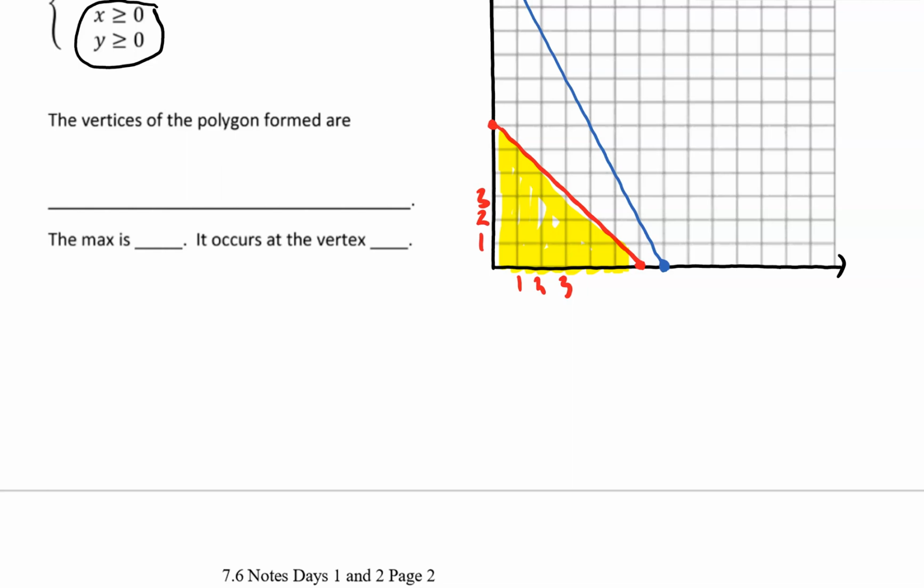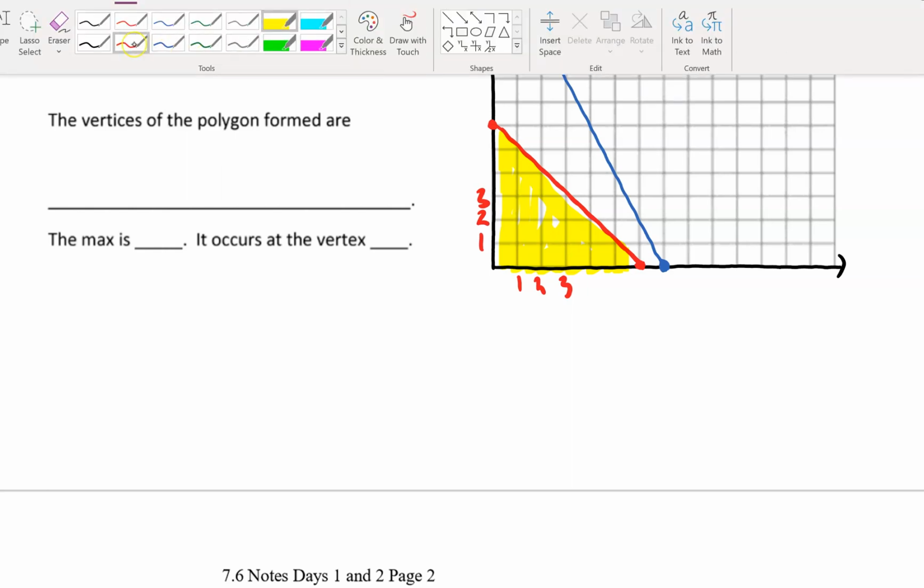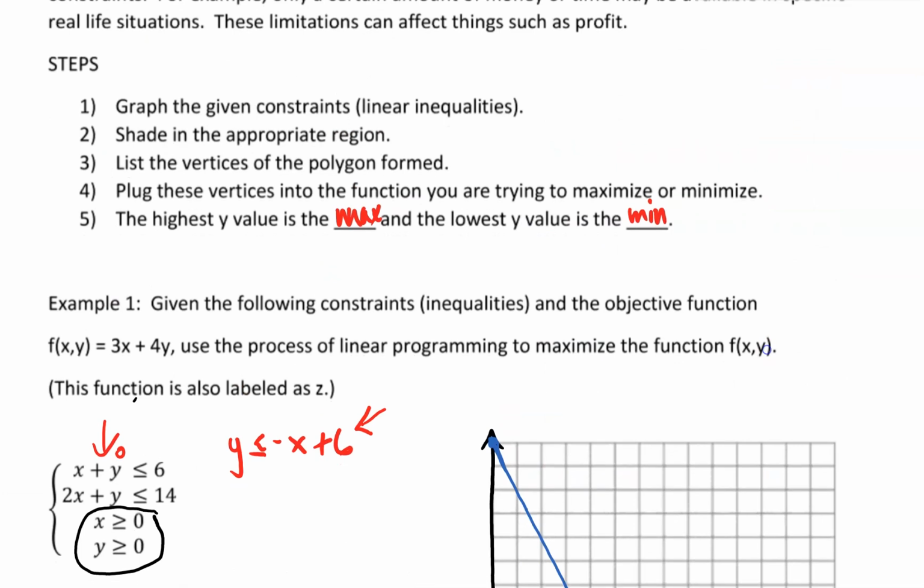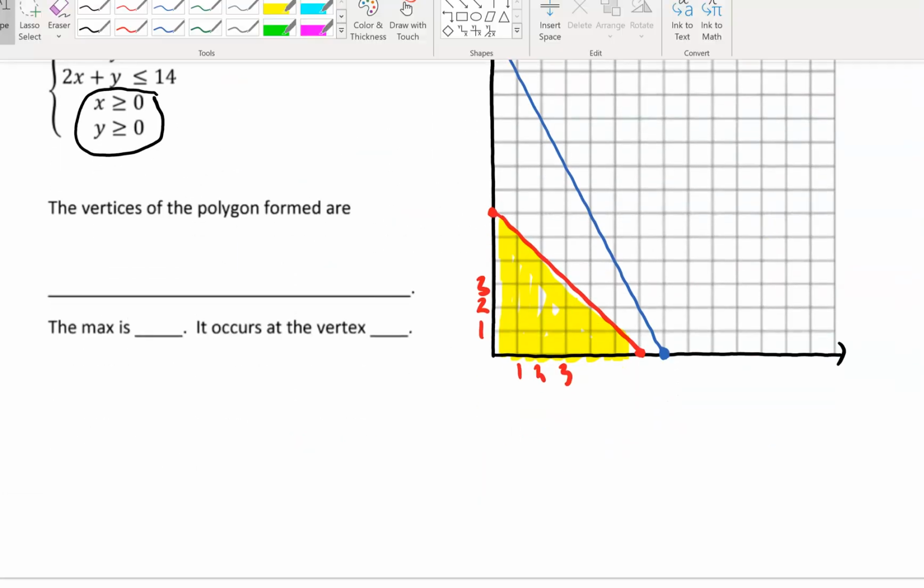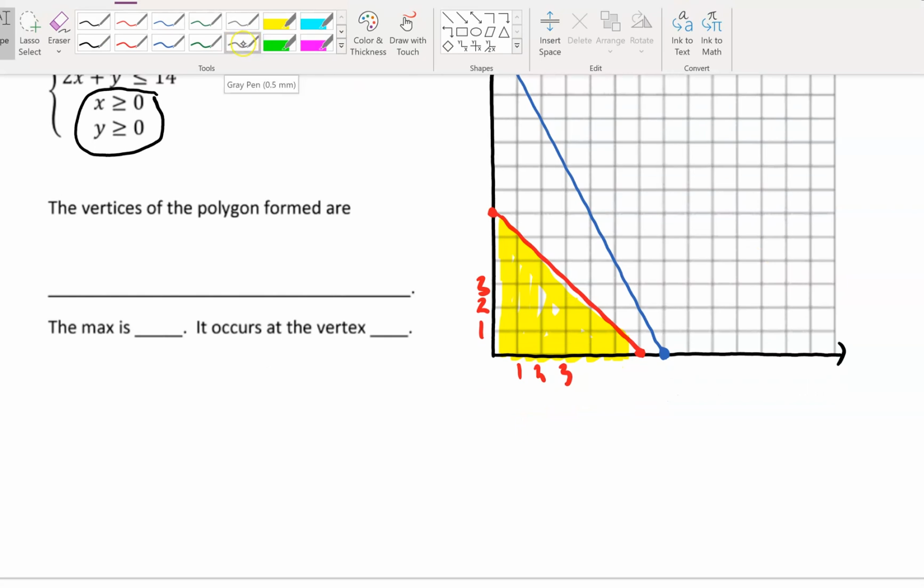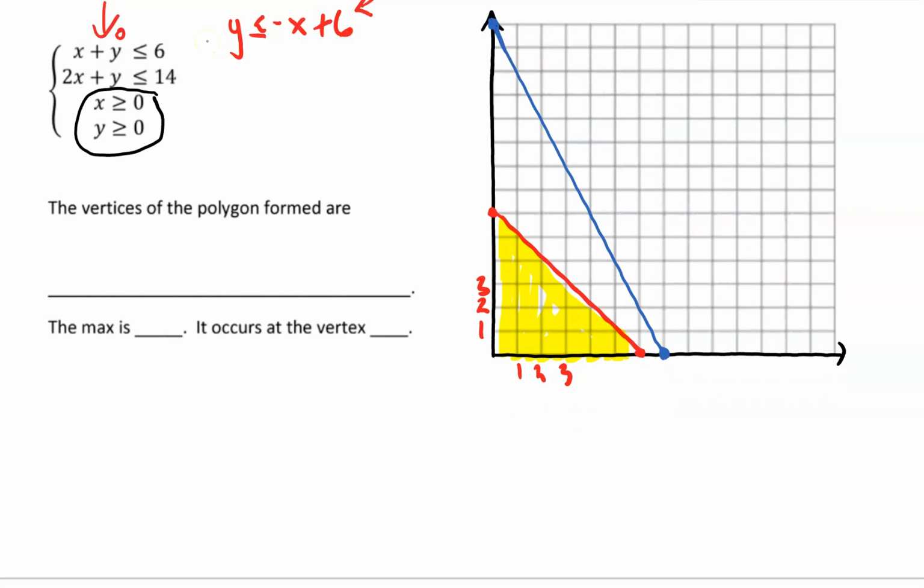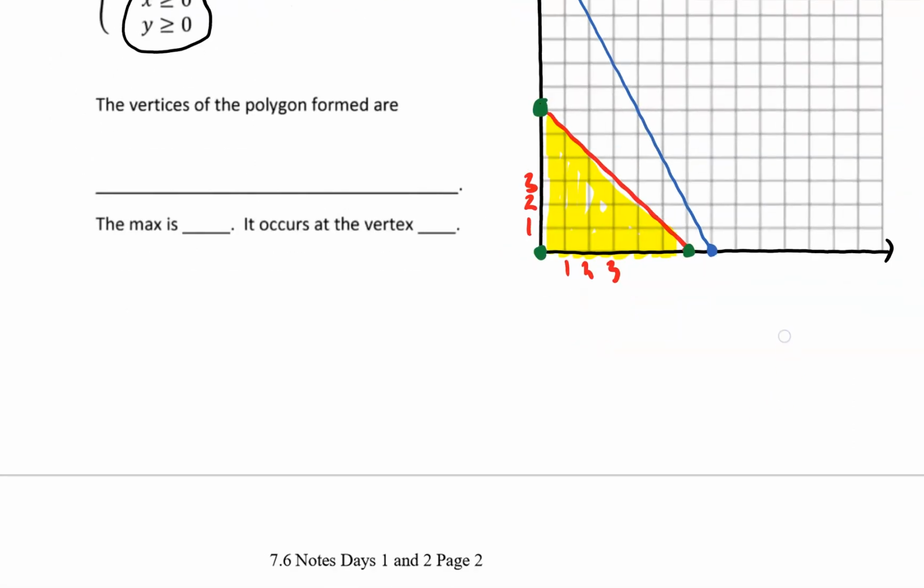So following the steps, it said to do all of those things and then shade. I did that. It said list the vertices of the polygon that gets formed. Well, the polygon that's going to get formed here is going to be the following. It's this one right here, this one right here, and this one in the corner. So listing the vertices of those, we would have (0, 6), (0, 0), and (6, 0).